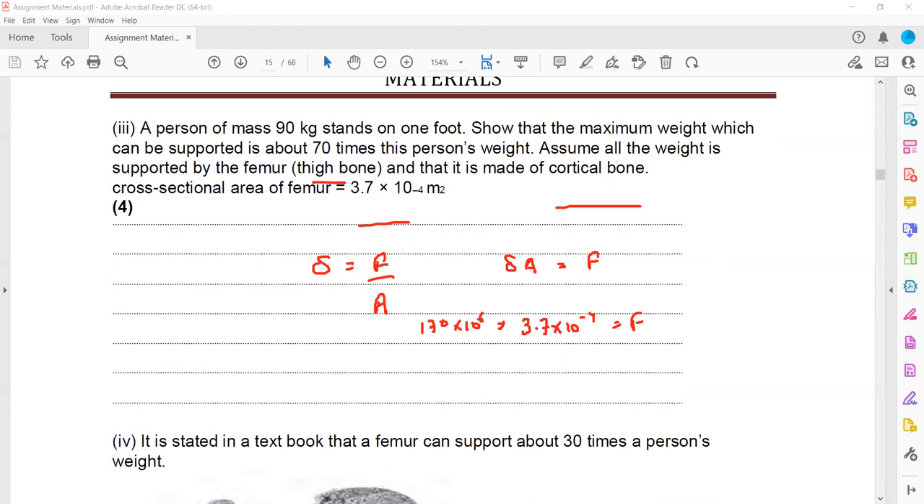This will give us the value of the force, which will be 61,810 Newton. That's the force on the bone. And because we have to show this force is about 70 times the weight, weight is equal to mg, the mass of the person, multiplied by gravity.